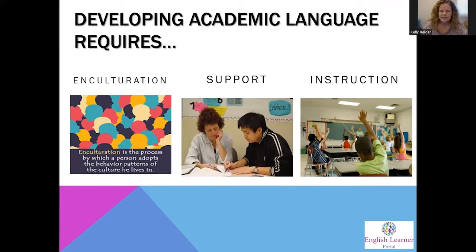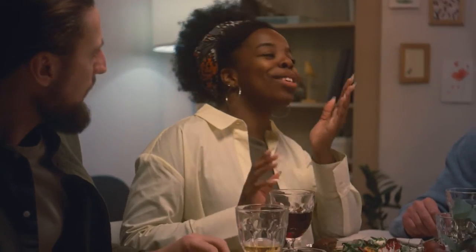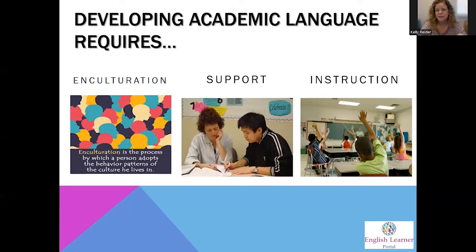So developing this academic language requires a little bit of enculturation, right? We're not saying assimilation, we're not saying become an English speaker at the expense of all other languages. We're saying enculturation is adopting the patterns of behavior in the culture where I live. I don't need to replace my culture and my language, but I need to know how to navigate the worlds that I live in, and that it does shift from one to the other. So I'm learning how language and culture go together.